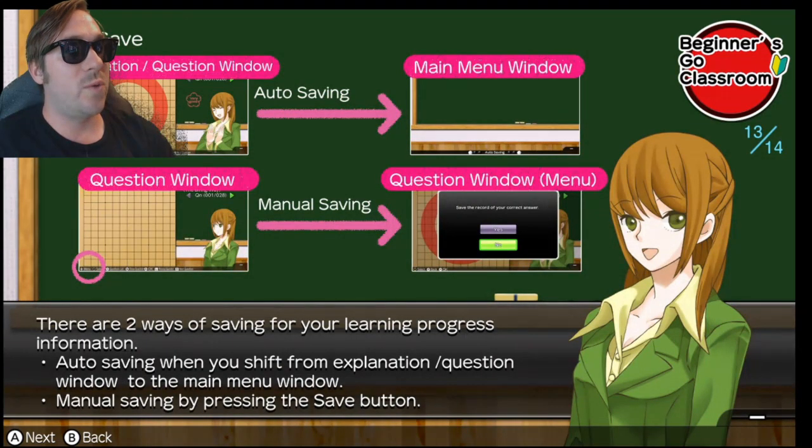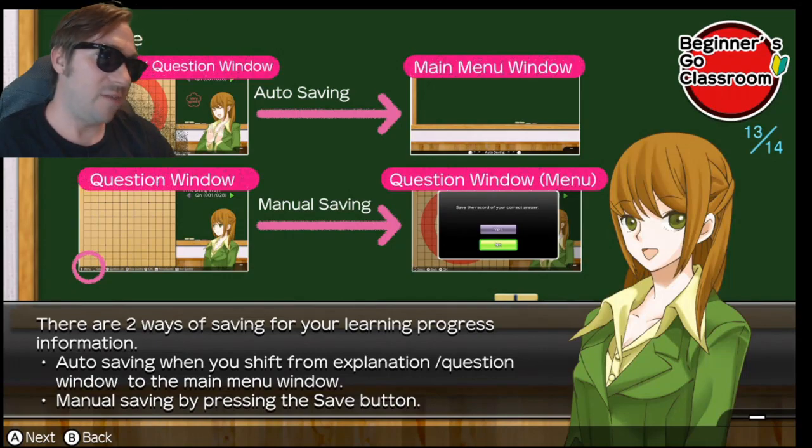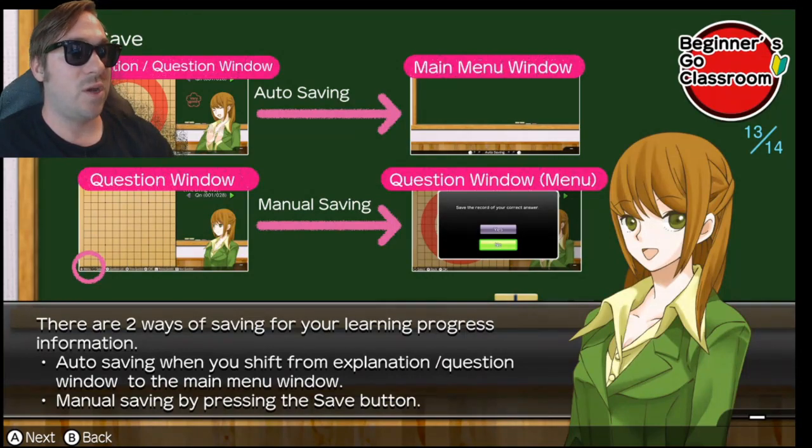So we'll get the right or the wrong answer, the big X or O, when we go through the menu, when we go through the game, and then it'll give us an explanation. It'll autosave, take us back to the main menu, or we'll be in the question window, and then we get out. There are two ways of saving learning progress information. Auto-saving shifts from the explanation to the question window. Manual saving by pressing the save button. There, okay, so there, save button. Gotcha.